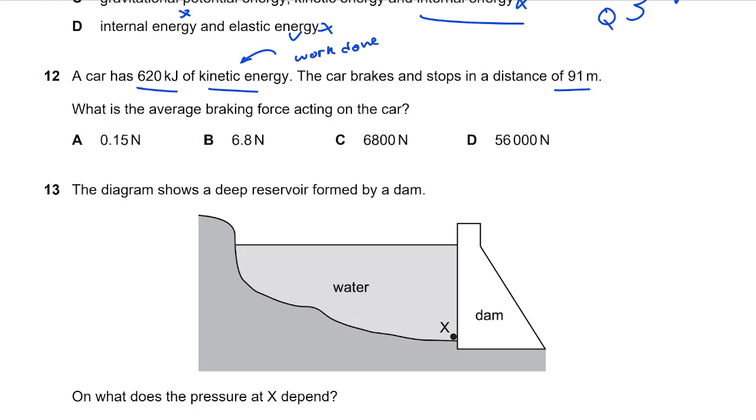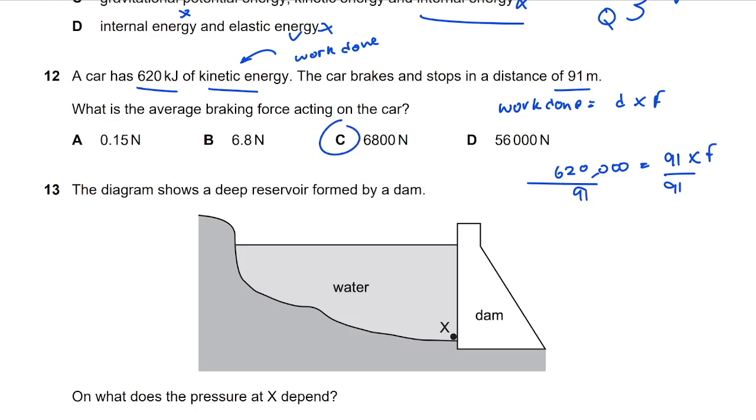We know that work done is equal to the distance times the force. Now in this case, work done would be kinetic energy. So 620,000 is equal to 91 meters times the force. So if I divide 620,000 by 91 on both sides, I will get 6,800 newtons. So it's as simple as that.